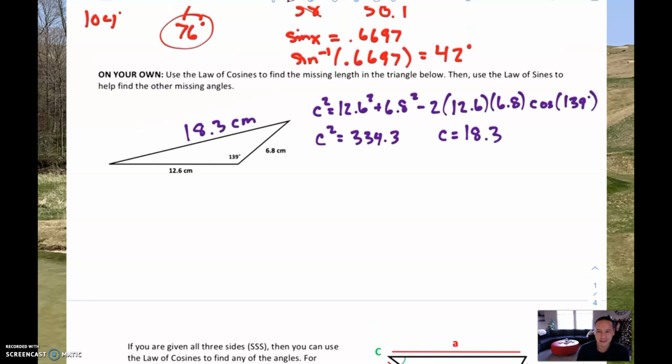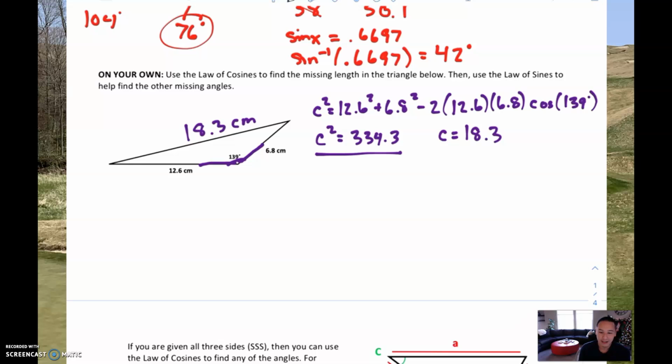Welcome back. I hope that wasn't too stressful for you. Hopefully, if you did everything correctly, this was your angle, and then your A and your B came off of that angle. So we had 12.6 as your A, 6.8 as your B, or you could switch those around. It didn't matter. Either way that you did it, you should have ended up seeing C squared equals 334.3. And when you square root it, we got a final value of 18.3 centimeters as our missing length.